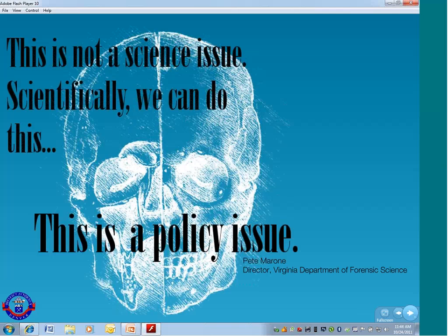This really is not a science issue. Scientifically, this can be done. Pete Marone is the director of the Department of Forensic Science in Virginia. They were able to put together their familial search policy and program within 3 months, but it purely is a policy issue. States that want to do familial searching do not need to change their statute.